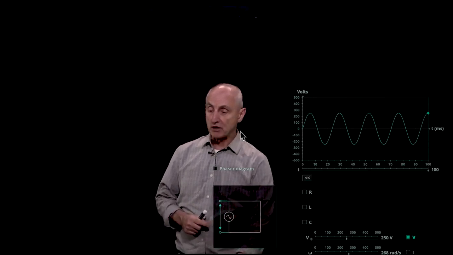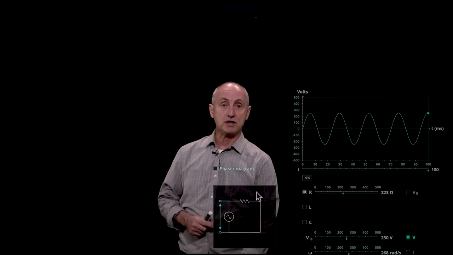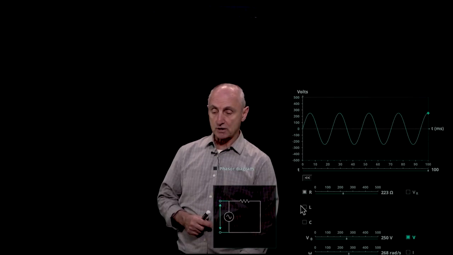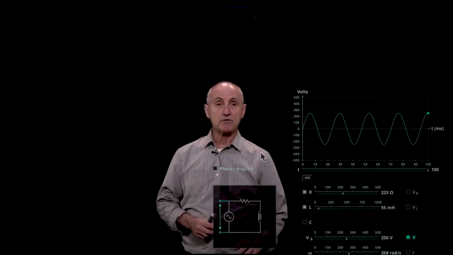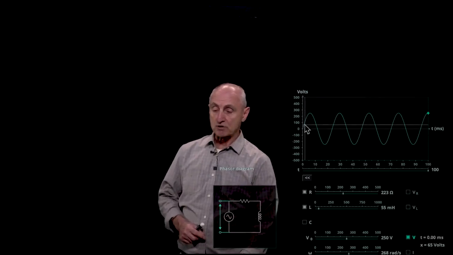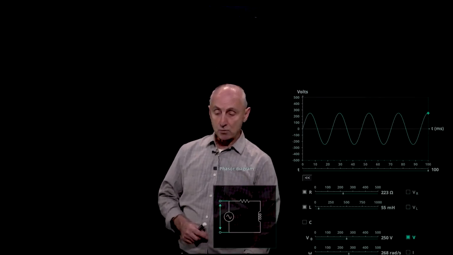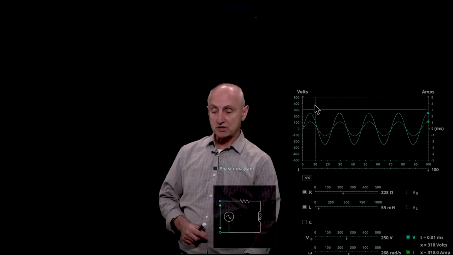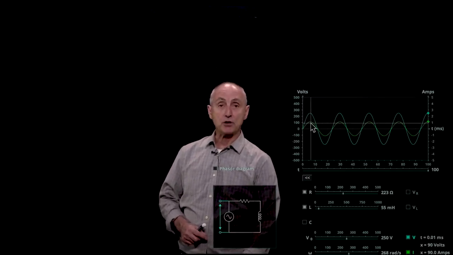So what we have here is, let's put a resistor into this circuit. So you can see we now have a resistor. And let's also put an inductor into this circuit. So now we have a circuit with two elements. And the blue here is going to represent the driving voltage. And when we add current through the circuit, you can see that the green represents the current.